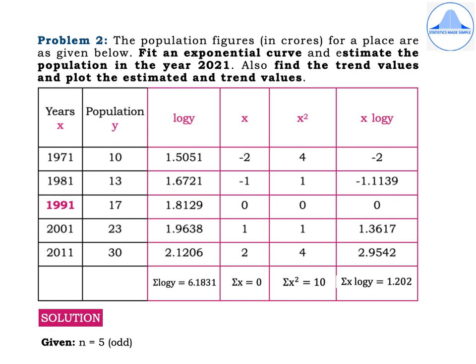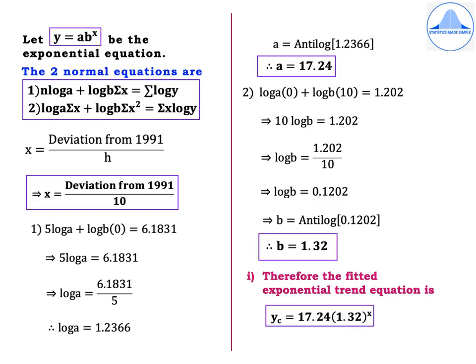Now the first step is to mark years as X and population as Y. Then write solution below the table and write given n is equal to 5, which is odd, and the middlemost year in the table is 1991. To start with, let y equal to a into b to the power x be the exponential equation. The two normal equations are the first one n log a plus log b summation x is equal to summation log y. Second, log a summation x plus log b summation x square is equal to summation x log y.